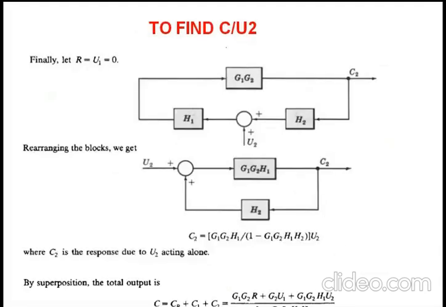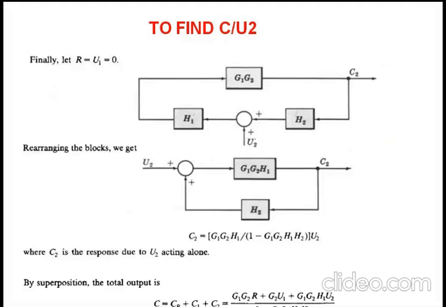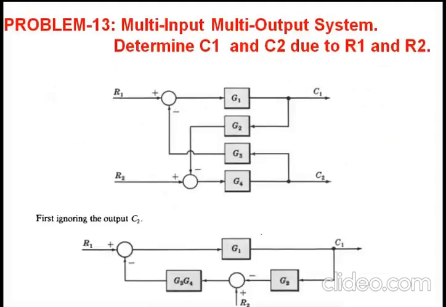Now to find out C by U2, you need to go for eliminating U1. Eliminate U1 and R, then U2 remains. Now this time these two are in what? When they are in series, you will be getting the answer like this. Eliminating this feedback you will be getting. Now one more problem, let me solve.